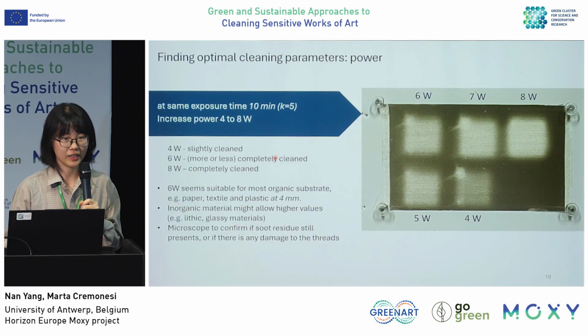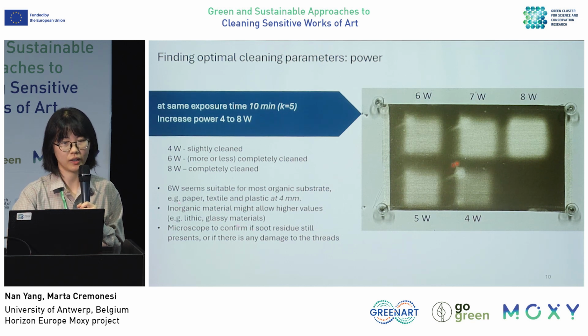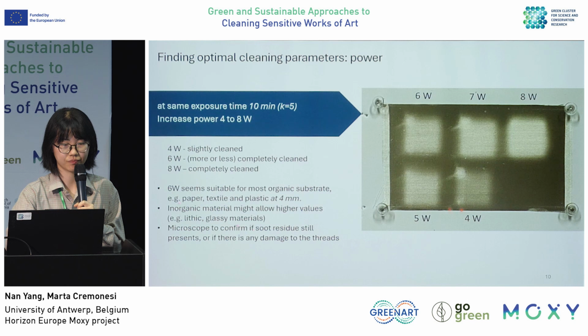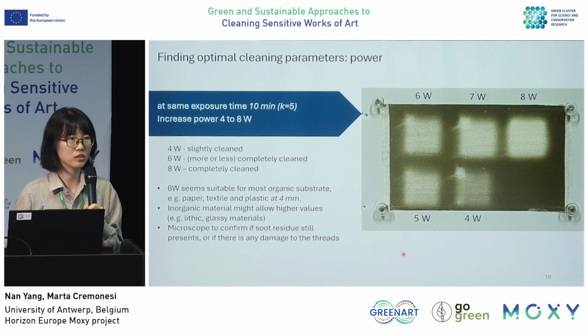So, more about the optimization of cleaning parameters. The first one, as we mentioned many times, is the power. As you see, we can clearly see a difference from lower power, 4 watts, to 8 watts. You have a better cleaning effect, from slightly cleaned to half cleaned, to completely cleaned, where of course in the end we want there to be no residues anymore. And here we can conclude that 6 watts seems suitable for most of the organic substrates.